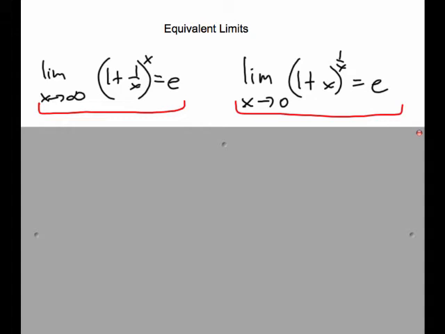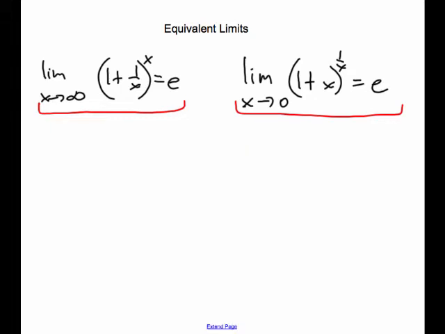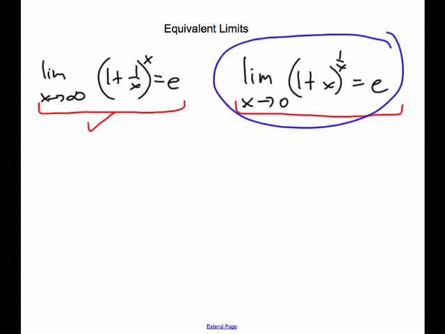So what I want to do here is show you that if I take one limit, let's assume for a moment that I know the value of this limit, and let's suppose I'd never heard of this one. I'm going to show you that through some substitution techniques, we can in fact show that this limit is equivalent to this one.